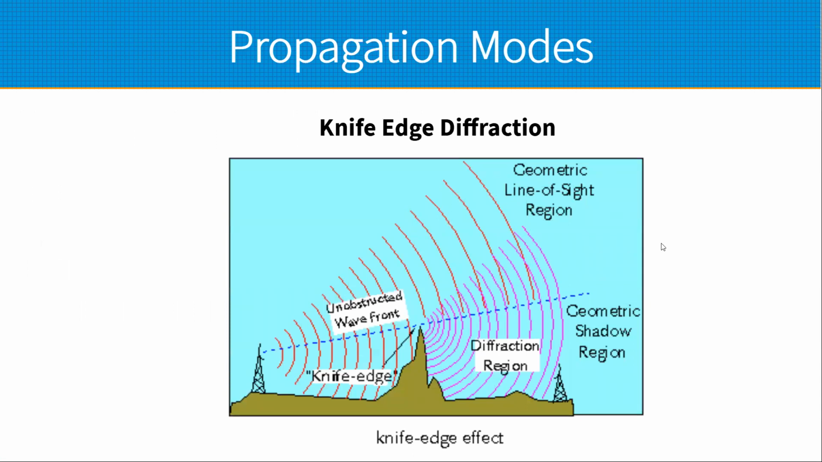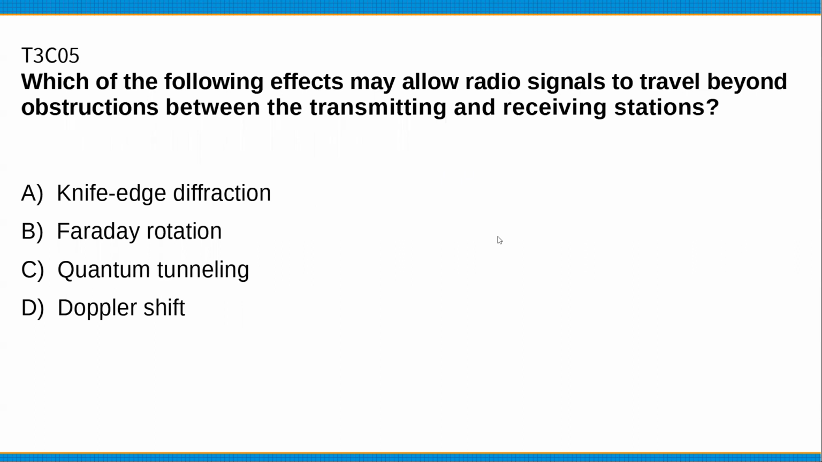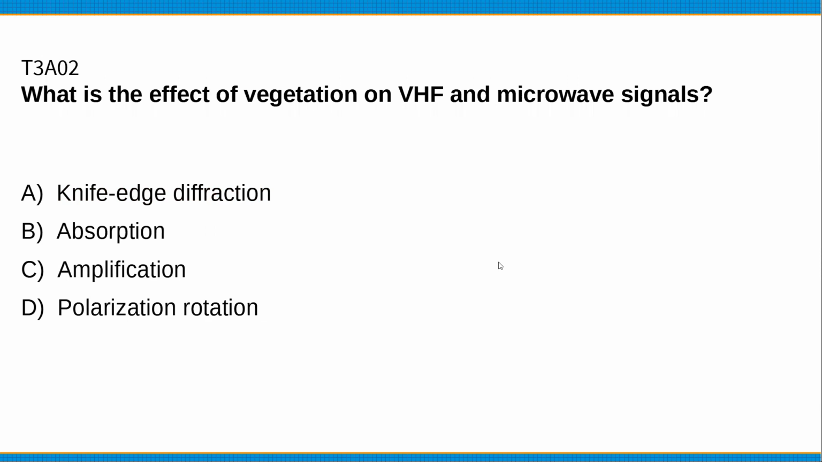This is one showing knife edge diffraction, where it sort of bends the wave, and you can see it down here. They call it the geometric shadow. Which of the following effects may allow radio signals to travel beyond obstructions between the transmitting and receiving stations? I'd say A, but B is pretty funny. Yeah. Fair enough. We haven't got to satellites yet. What's the effect of vegetation on VHF and microwave? B.